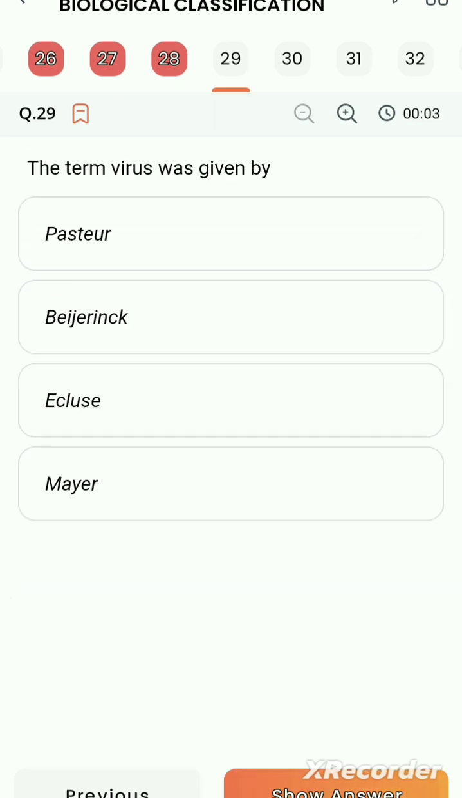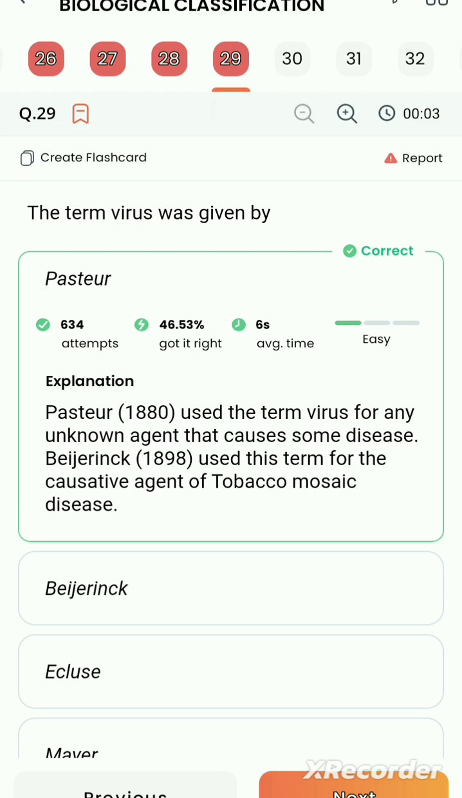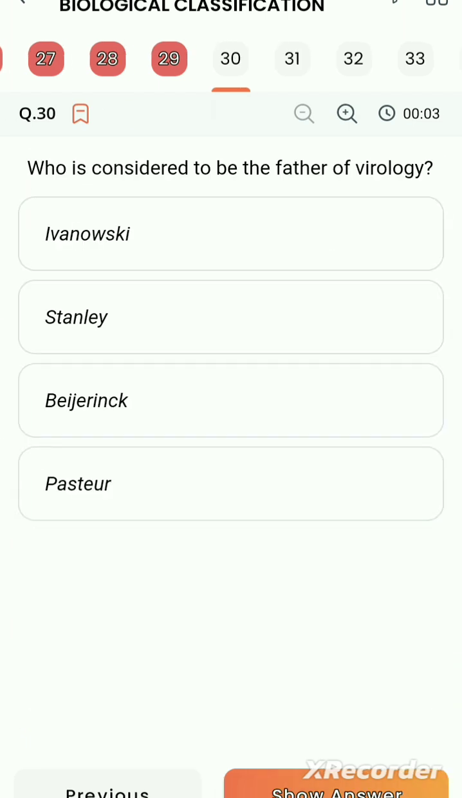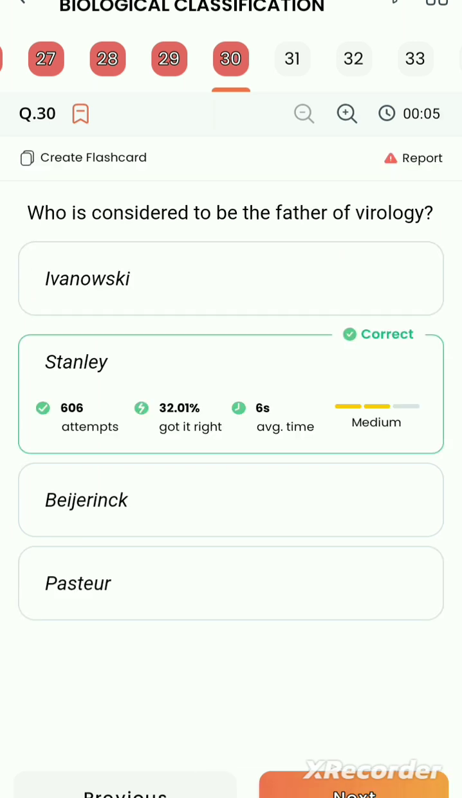29. The term virus was given by obviously our Louis Pasteur. He discovered it as an unknown agent that causes some disease. Then Beijerinck used this term especially for the TMV. So first the term was used for TMV. Who is considered to be the father of virology? Stanley.